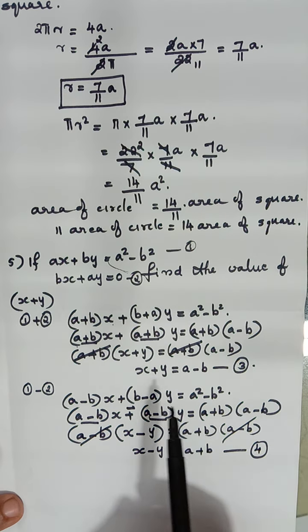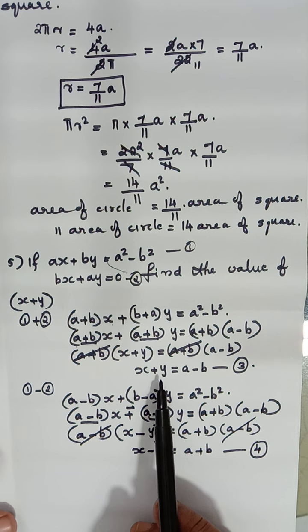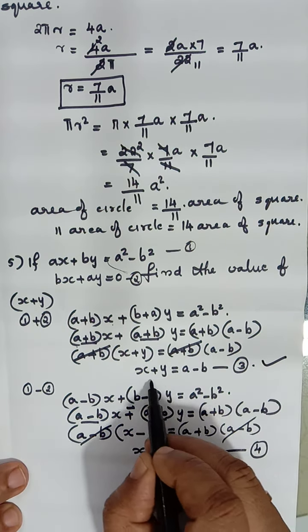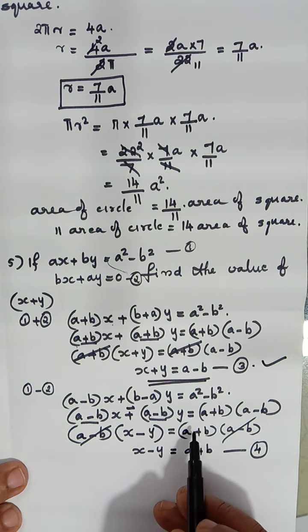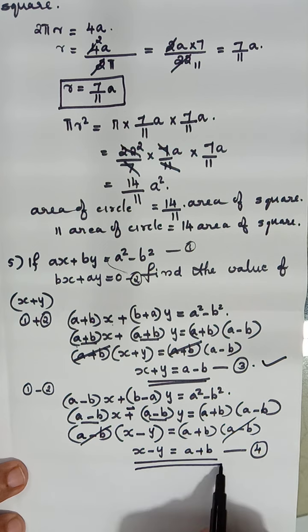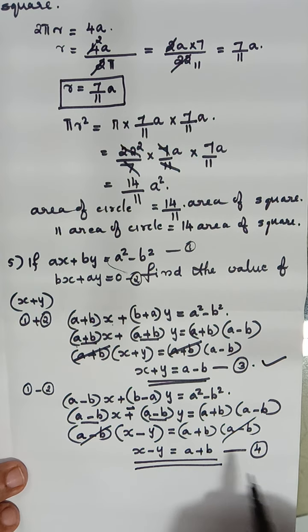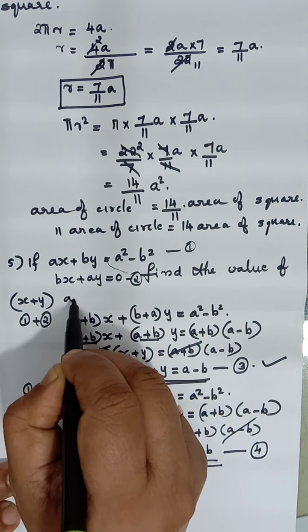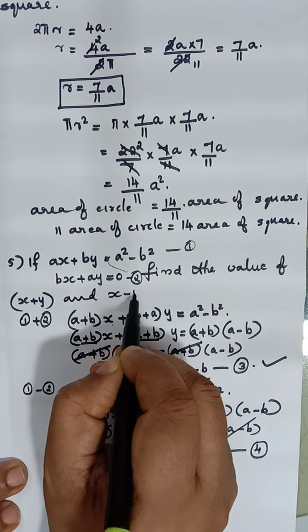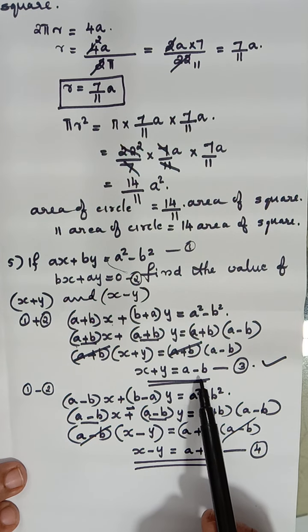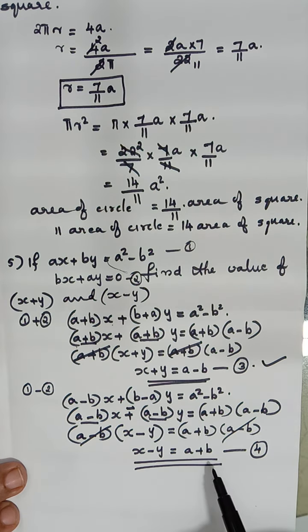Actually we have to find out what x plus y is. So find the value of x plus y. Here itself we got the answer. We don't need to proceed with x minus y. If they are asking x minus y as an added point, we write the answer as a plus b. So you can change the question to find the value of x plus y and x minus y. Here you got both the answers: x plus y is a minus b and x minus y is a plus b.